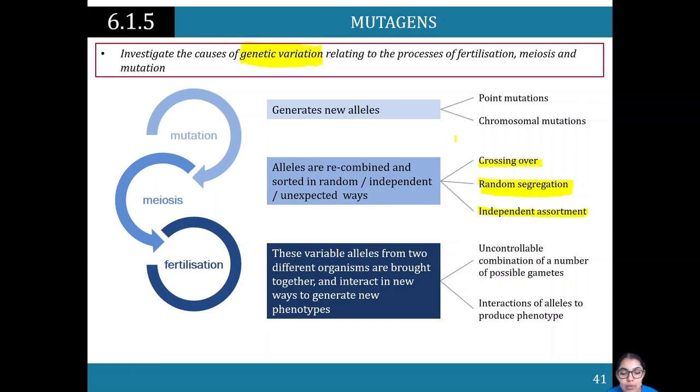Crossing over, really important. You know these three processes in detail. I would add that to my notes. And finally, fertilization. This is where these variable alleles from two different organisms are brought together, and they interact in new ways to lead to the creation of new alleles and new phenotypes. So there is an uncontrollable combination of a number of possible gametes, and the interaction of alleles to produce phenotype also leads to genetic variation.